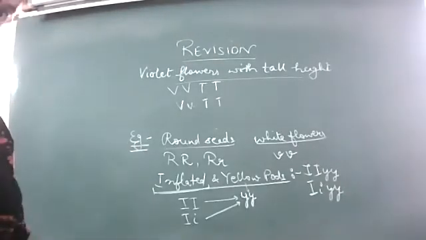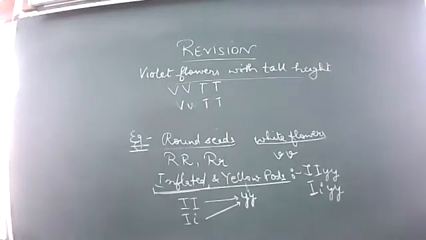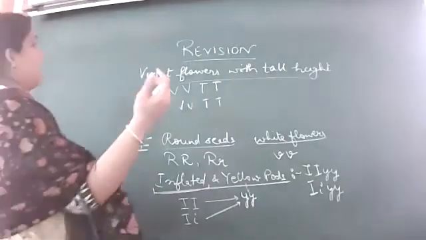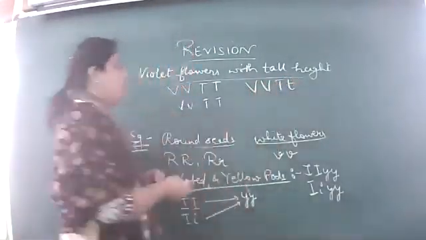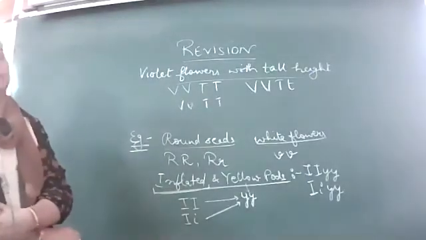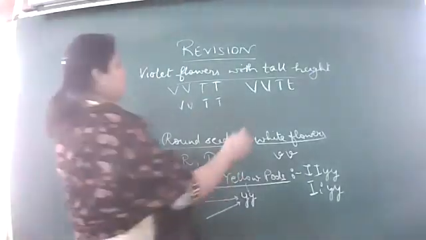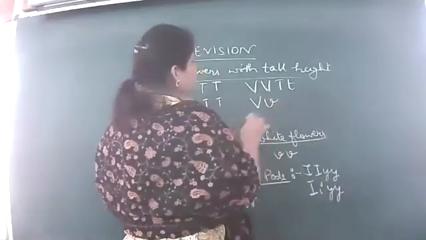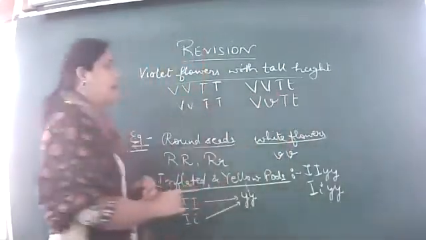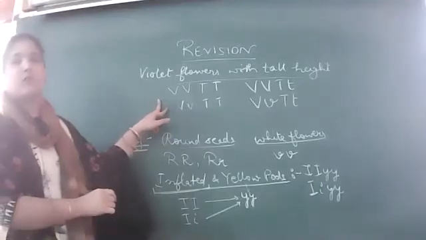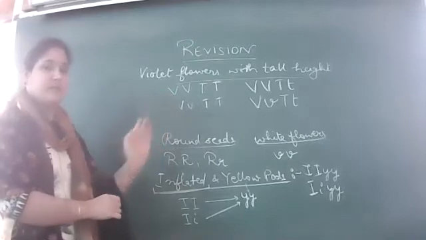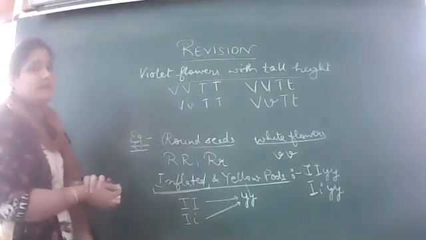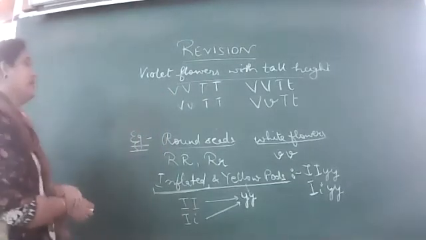Ma'am, capital V, capital T, small t. Capital VV and capital T small t. Okay. And what next? Capital V, small v, capital T, small t. Yes. And these two also or not? Yes, ma'am. So a total of 4 possibilities. Hai na? Yes, ma'am. Okay, very good, Amritpal.